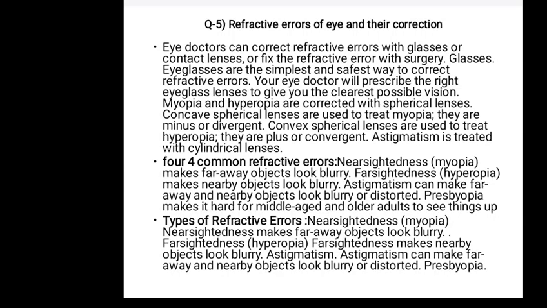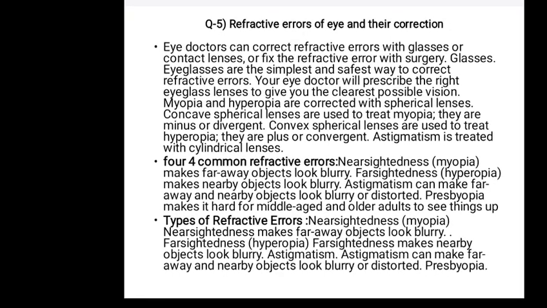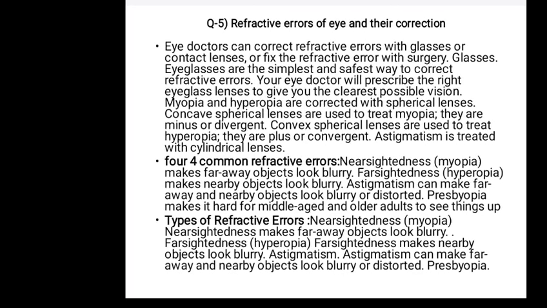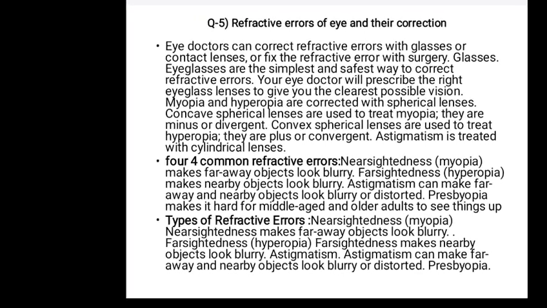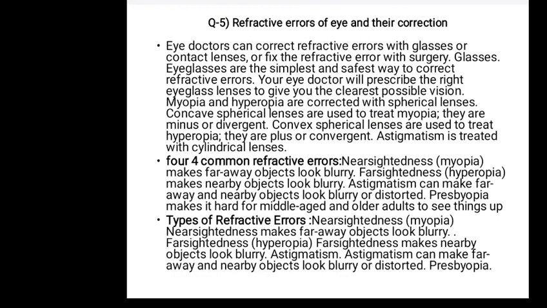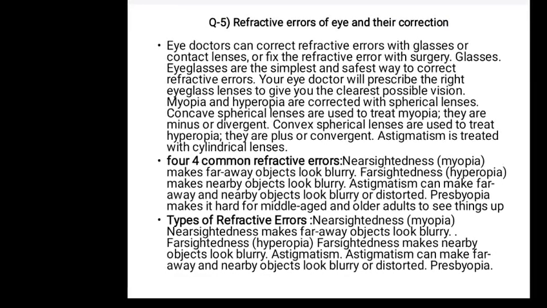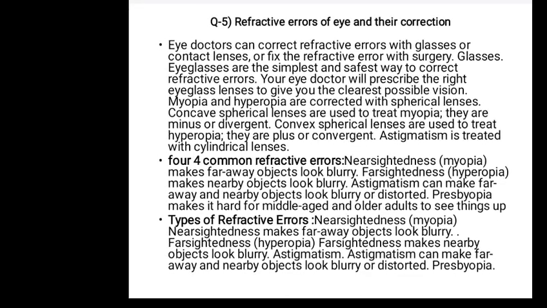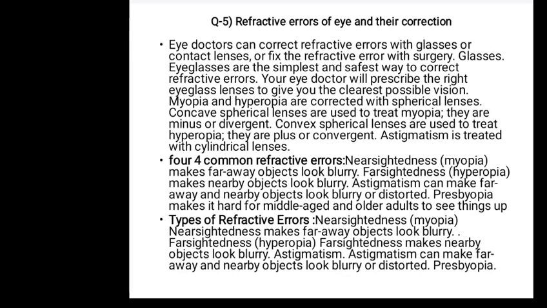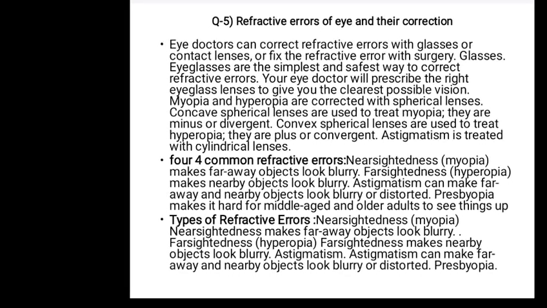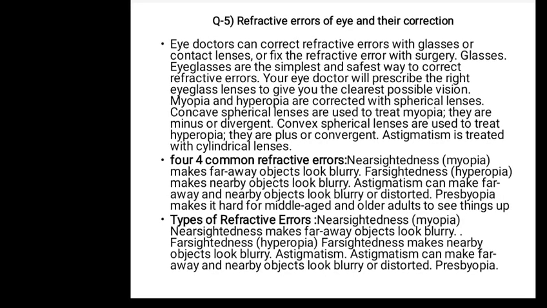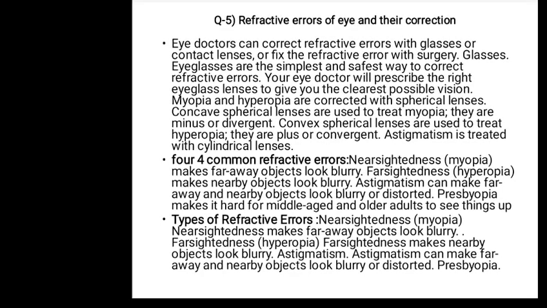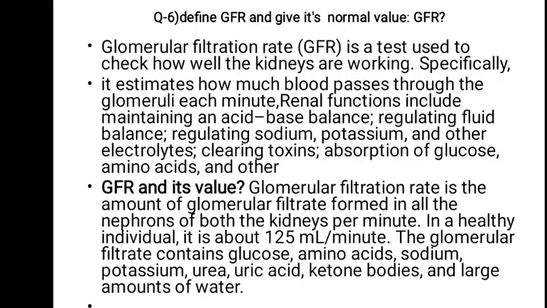These are the four common refractive errors: myopia, hyperopia, astigmatism and presbyopia, which comes in middle age or in older adults. Types of refractive errors, again, are myopia and hyperopia. These are the different types of refractive errors.